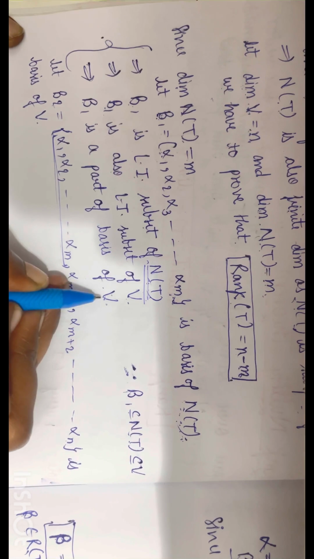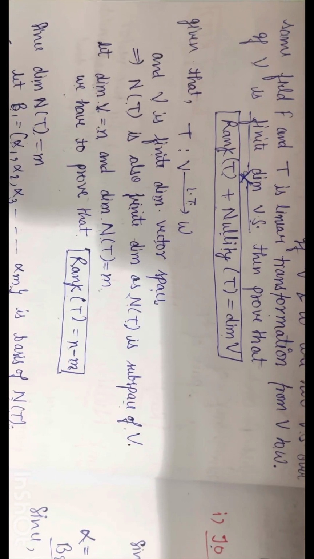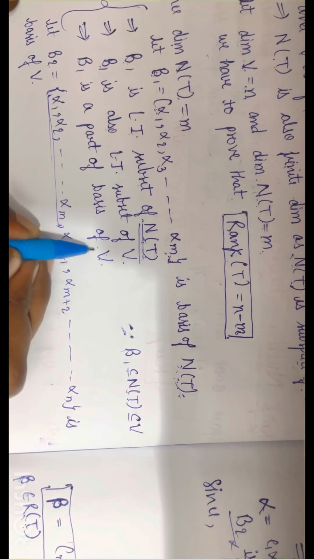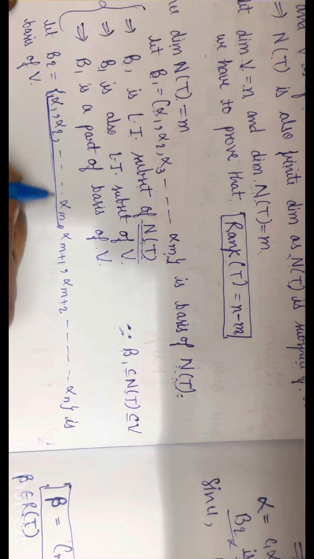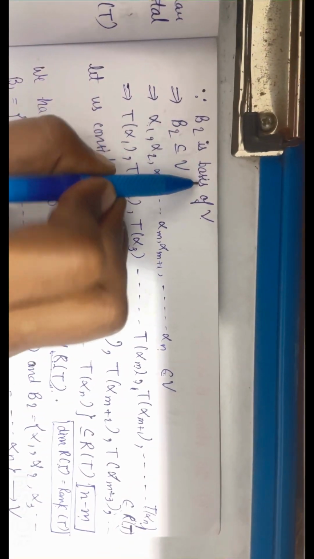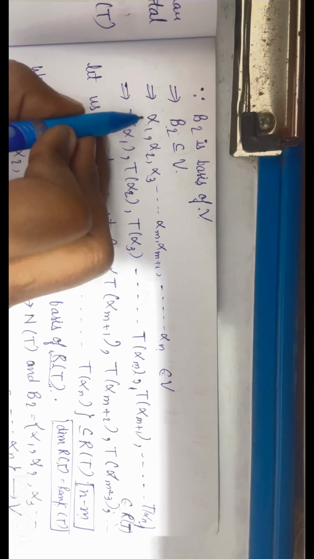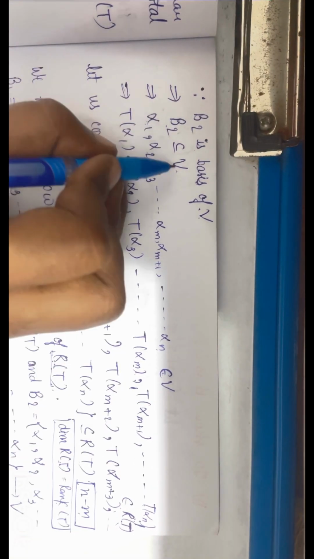Let the basis of vector space V be B2. Now B2 will contain n elements, because here we let the dimension of V be n. Here B1 is a part of the basis of V. So this is the basis of the null space, and it is part of the basis of V. Now since B2 is the basis of V, by definition of basis, B2 will be a subset of V. It means all the elements of B2 belong to vector space V.